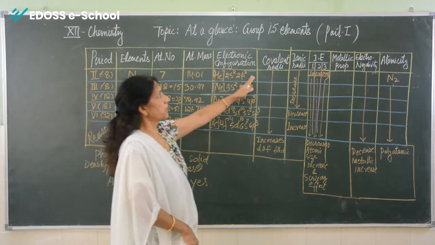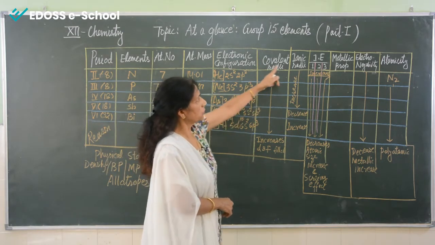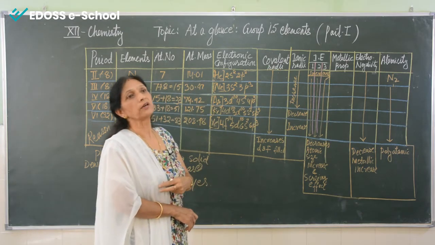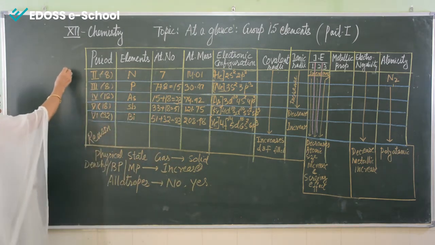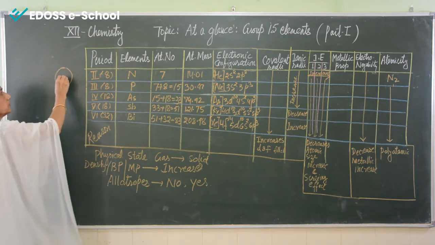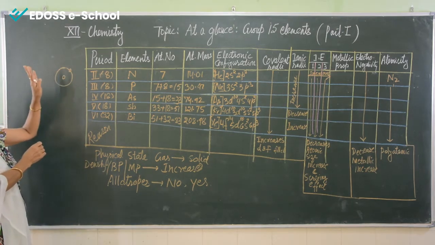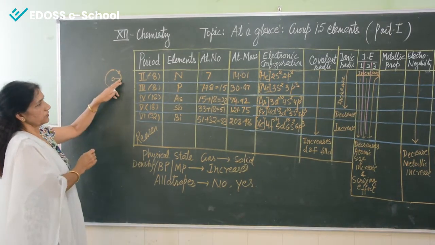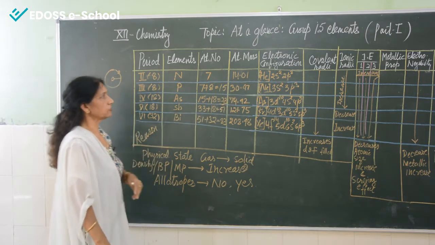Now coming to the next property, that is covalent radii. Two types of radii you are seeing here. One is covalent radii and another is ionic radii. So covalent radii means if we see this is an atom and this is its nucleus, and these are the electrons revolving in the orbit. So this distance, the distance of the nucleus from the outer electrons, is known as its covalent radius. And for ionic radii also you can understand.